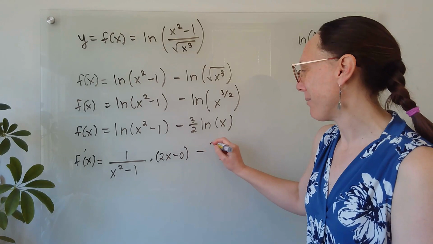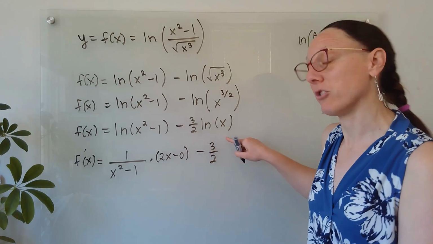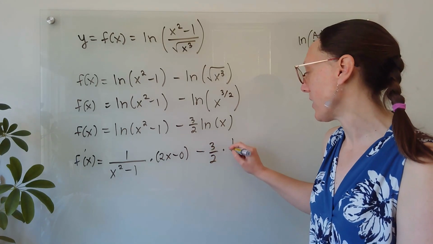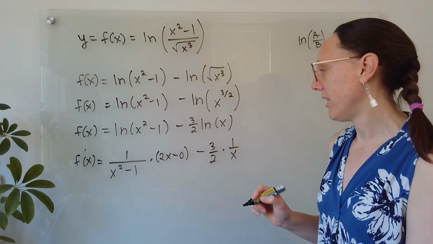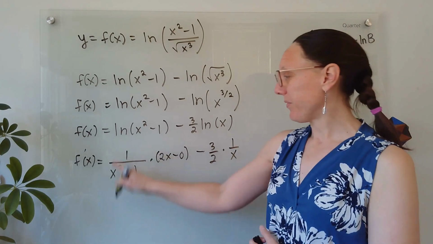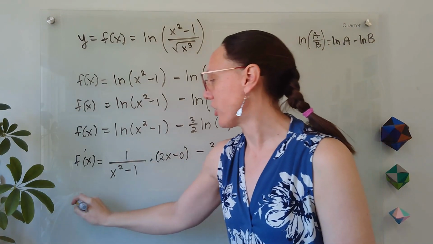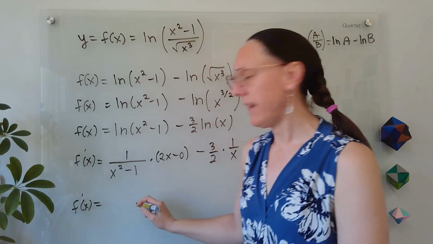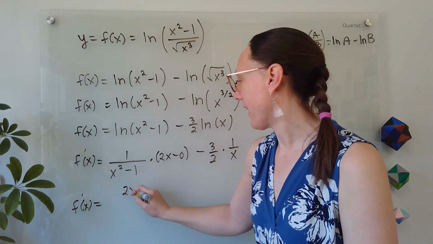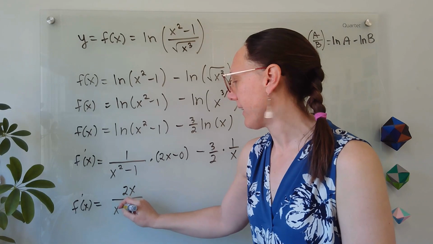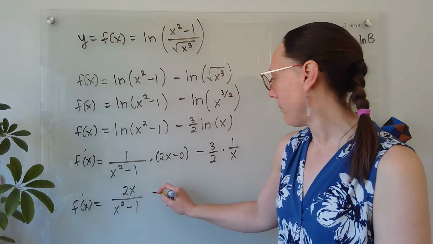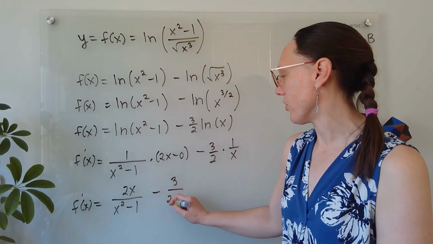The second piece, I'm going to have -3/2, and our derivative of natural log of x is 1 over x. If you wanted to, you could combine this into a single fraction and write that as 2x over x squared minus 1 minus 3 over 2x.